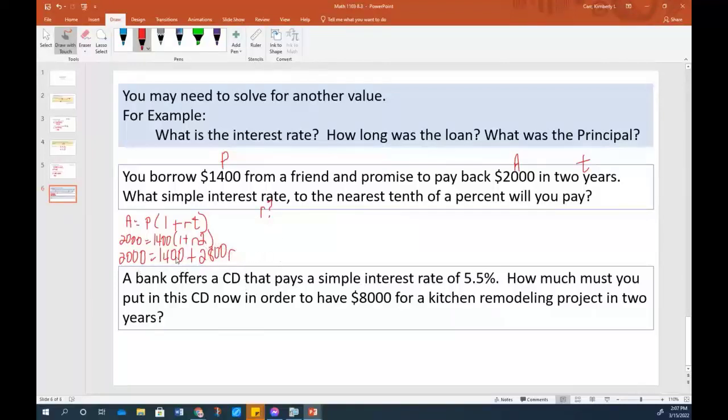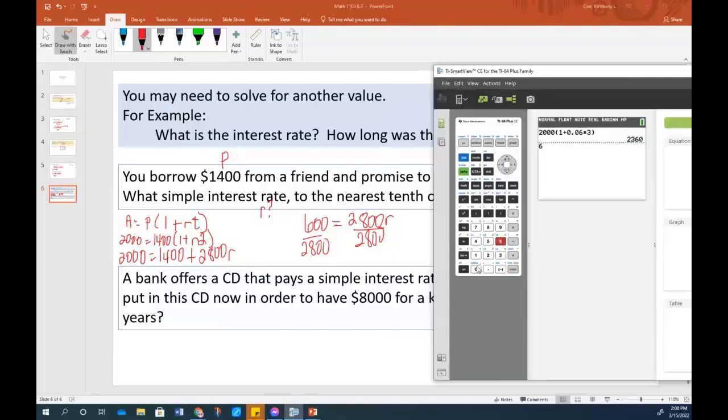If I subtract 1,400 from both sides of the equation, I'll get 600 is equal to 2,800 R. So now I need to divide by 2,800. And now it's time to pick up that calculator. 600 divided by 2,800, which is the same thing you could reduce first, but 600 divided by 2,800. And I get this decimal, but notice it says to the nearest 10th of a percent.